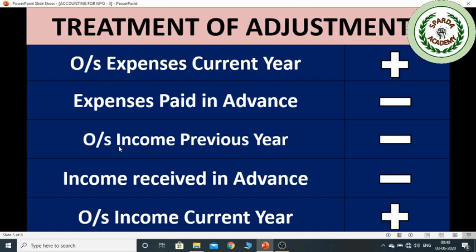Then when it comes to the case of income, here also three types will be there. Income of previous year must be deducted. Income received in advance must also be deducted because it is not pertaining to this year. And then outstanding income of current year must be added. So you should remember that while preparing the income and expenditure account, we will write only informations which are related to the current year, not about the previous year or the next year. Those informations must be ignored.